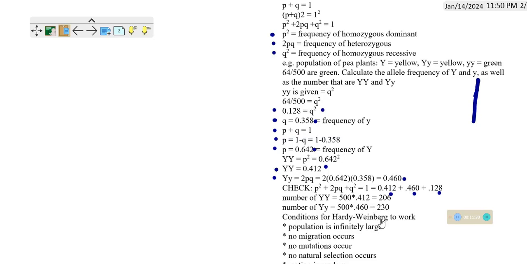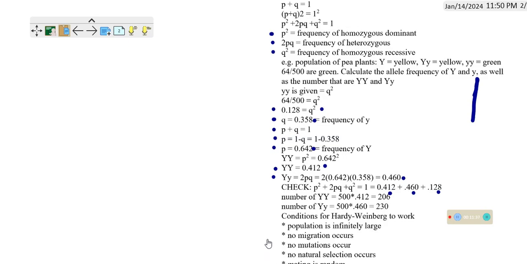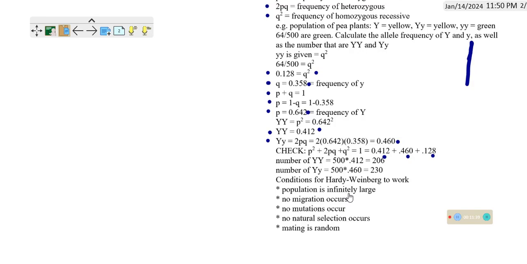So in order for Hardy-Weinberg to work, and we're going to go back and look at that other example in a minute here, we have to assume a few things. We have to assume that the population is infinitely large. Is there any population that's actually that? No. But what Hardy and Weinberg said we can do is, if it's not infinitely large, we can basically say, well, if it's pretty big, Hardy-Weinberg's going to be accurate. If it's really tiny, Hardy-Weinberg is not going to be accurate.